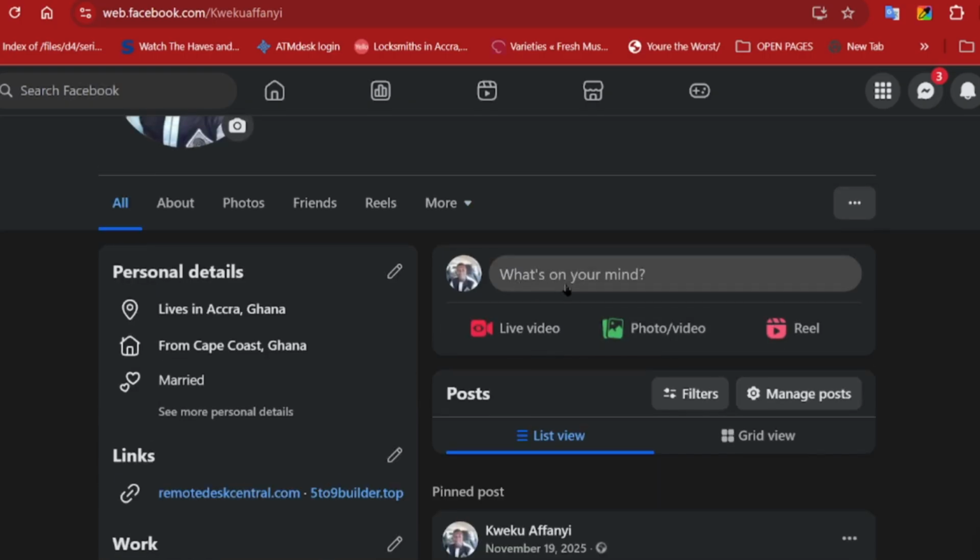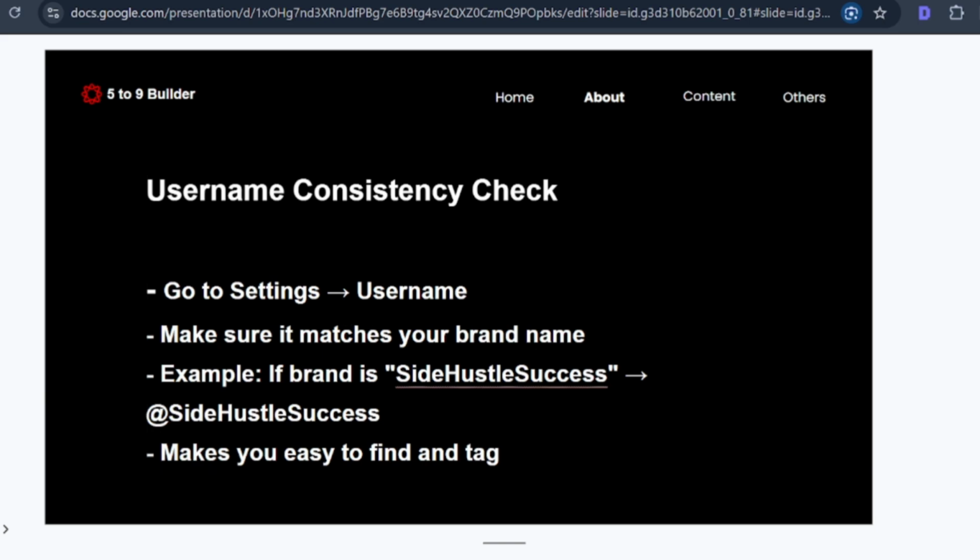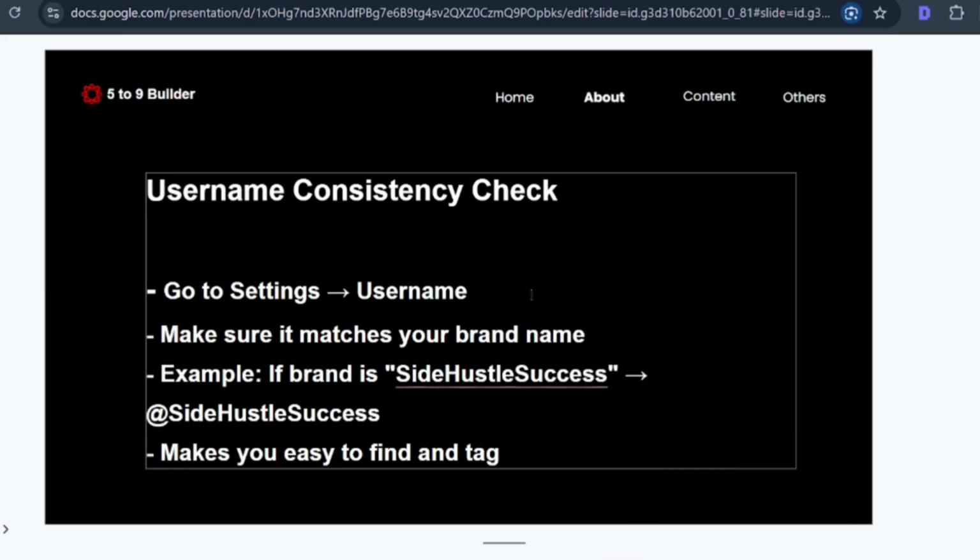So once we have done that, let's continue. Now, the username consistency. Okay, this is something that I'm sure you have already gotten all correct, because this is usually automatic. So you go to the settings, your username, you make sure your username is really what you want it to appear. If your username is 529 builder, that is what it's supposed to be. And if the page name is 529 builder, your username should be 529 builder. Don't try to use the page name 529 builder and then a username that is something else. Okay, it's usually the same.